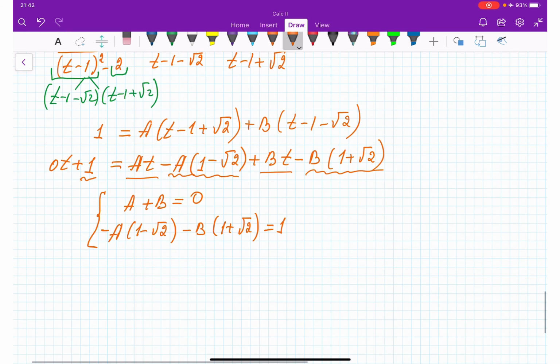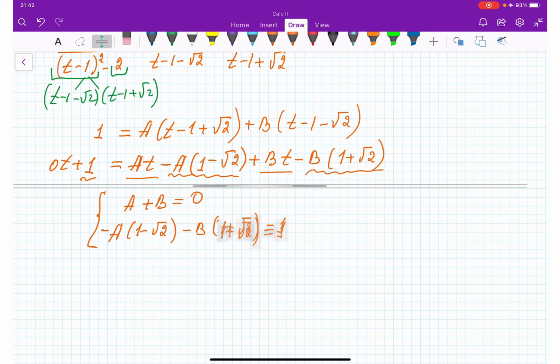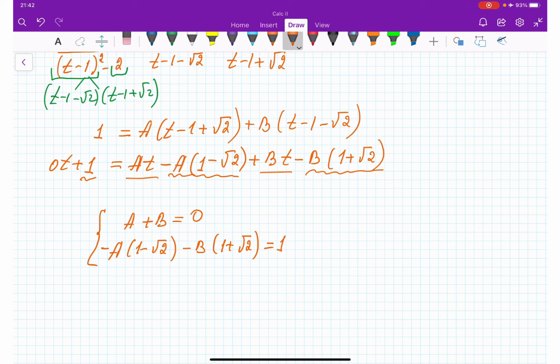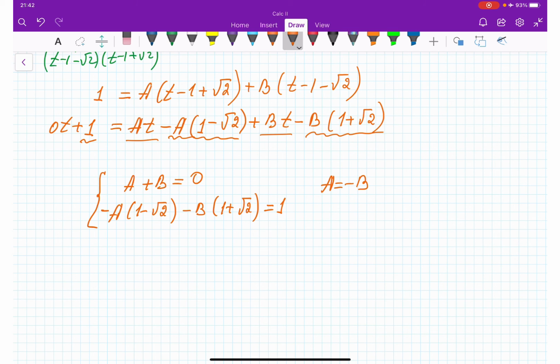Okay, so from here, what do we get? To solve it, obviously, I'm going to take a is equal negative b, right? So if a is equal negative b, so negative a is going to be positive b, correct? And we write down b times, plugging into the second equation, right? B times (1 minus square root 2) minus b times (1 plus square root 2) equal 1.